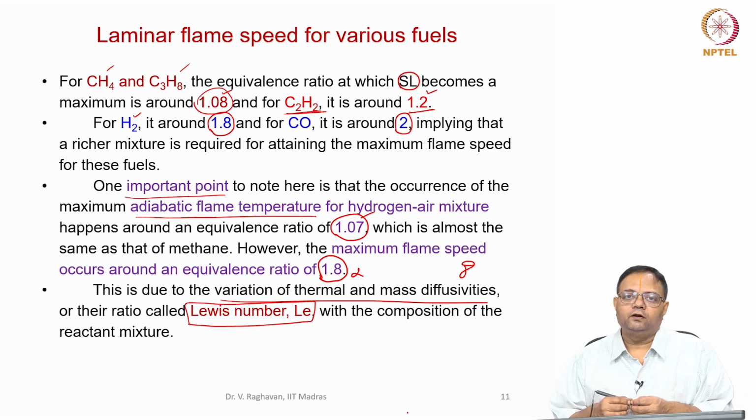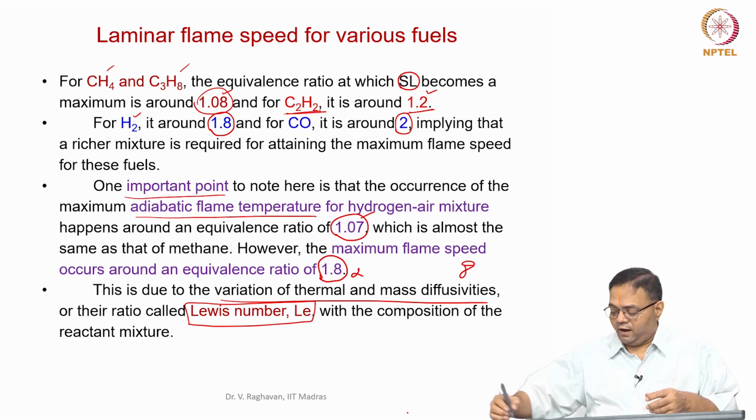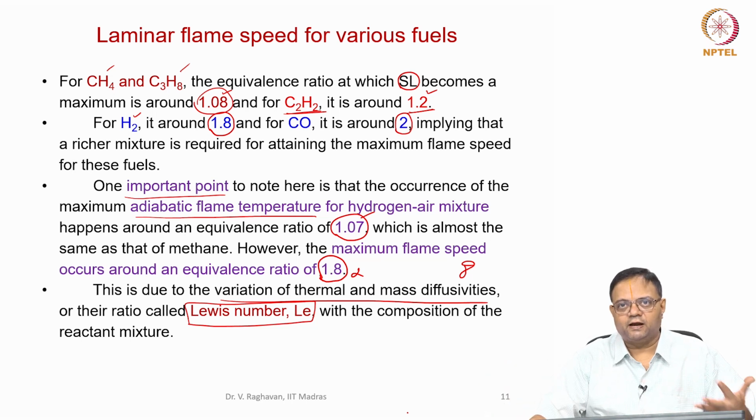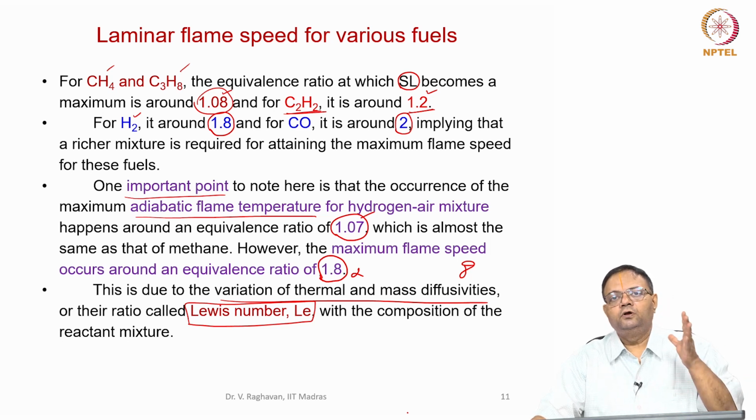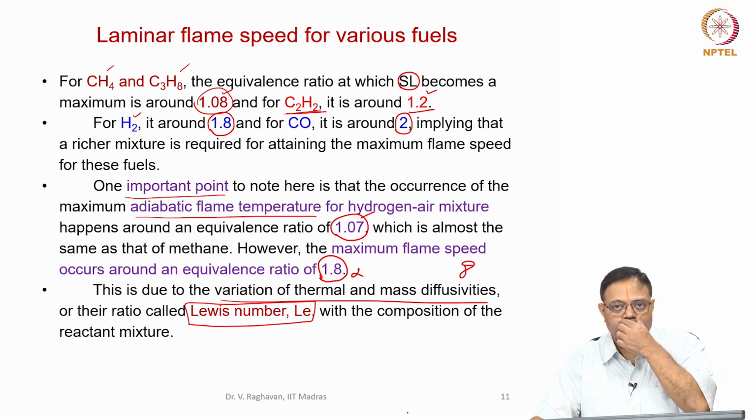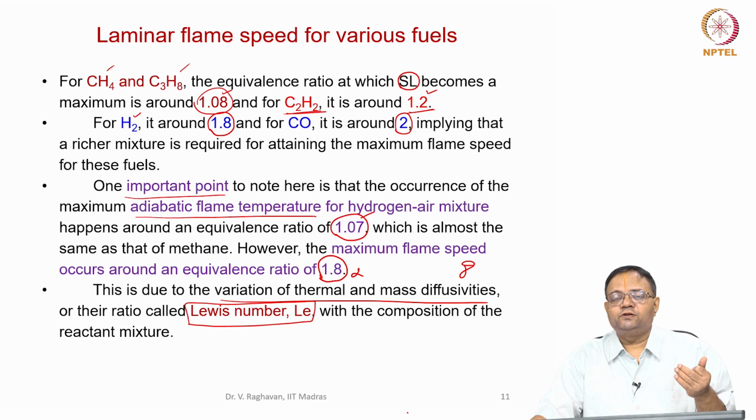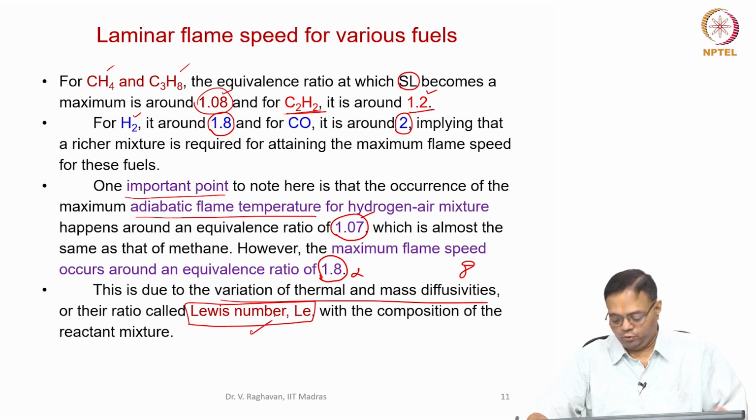Okay, for more information you can refer to textbooks on this. So, in summary, the maximum flame temperature tends to dictate the laminar flame speed, and the laminar flame speed attains its maximum value when the fuel burns in air at an equivalence ratio which is more than 1. And these are due to the variation in the thermal properties of the fuel with respect to temperature. And the shift between the flame speed and the temperature itself can be explained using the non-unity Lewis number.